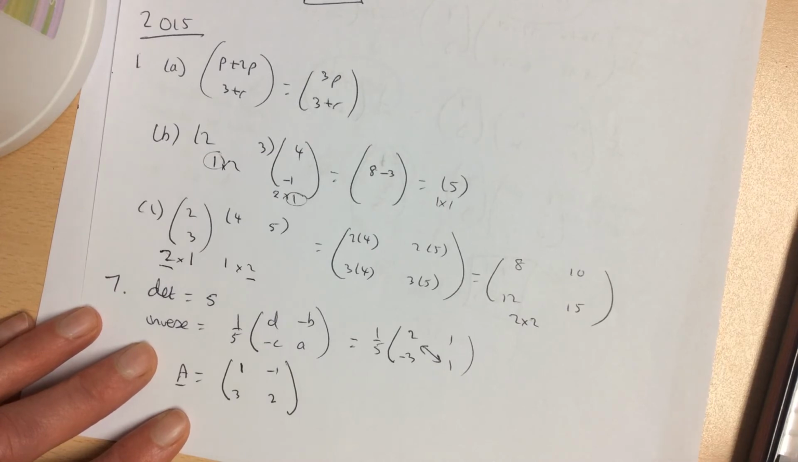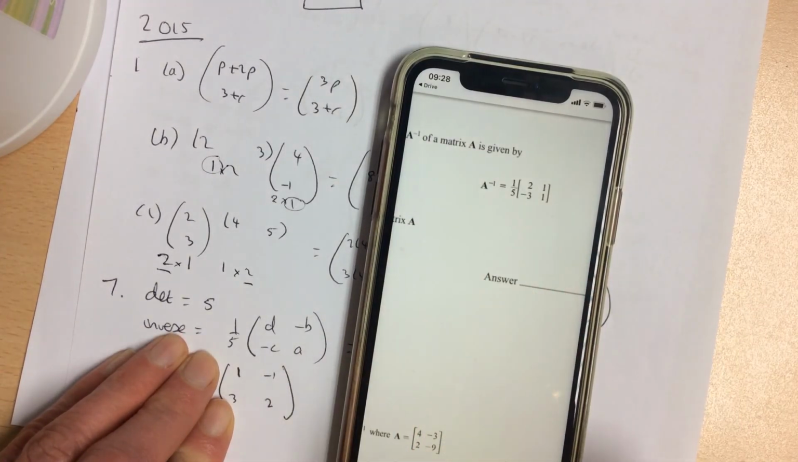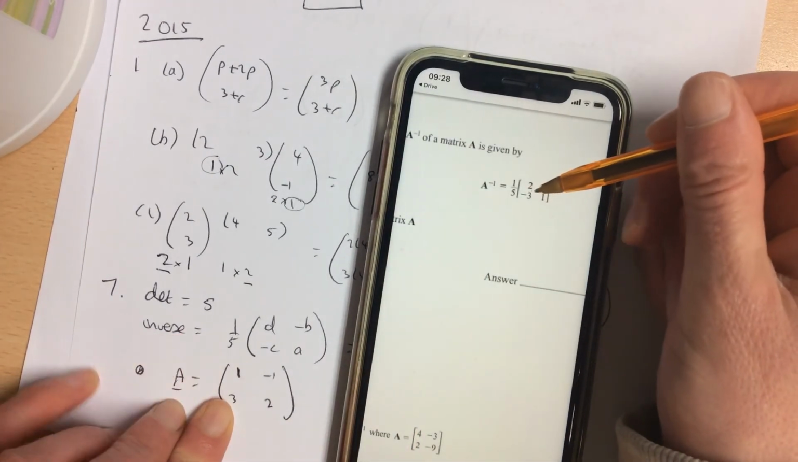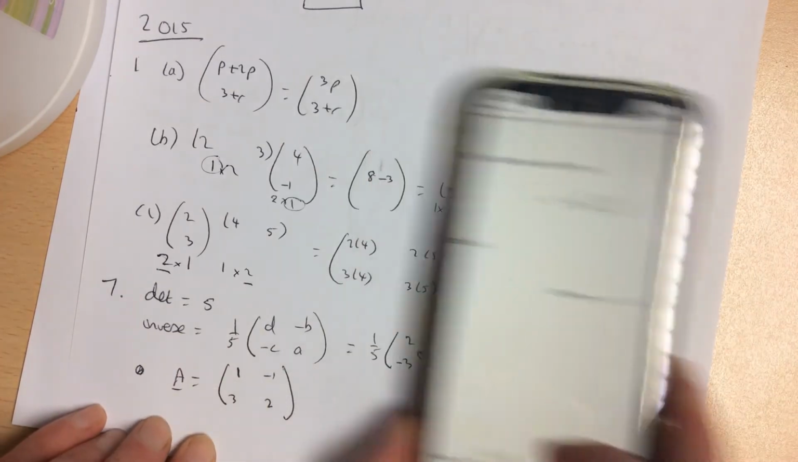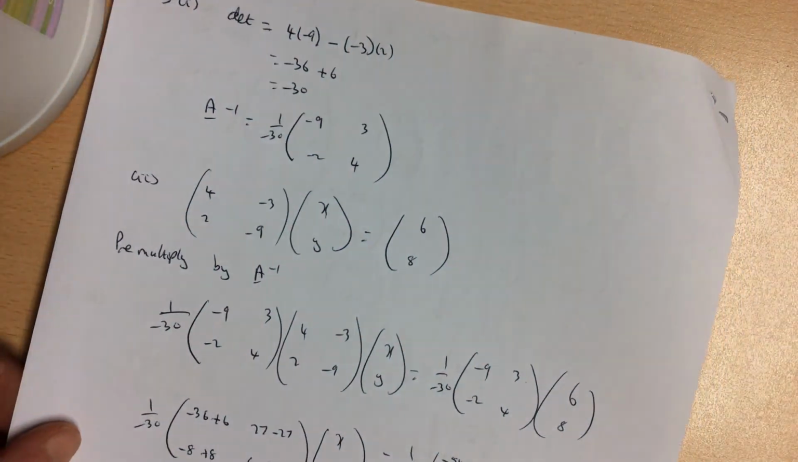Number 7 is a backwards one. Okay, you're given the inverse. So you can look straight at that and see the determinant is 5. Switch the main diagonal, just switching it back, and change the signs in the sub. That's you. So it's a wee doing it back to front.